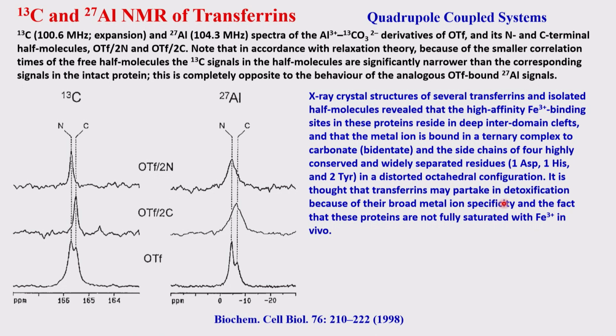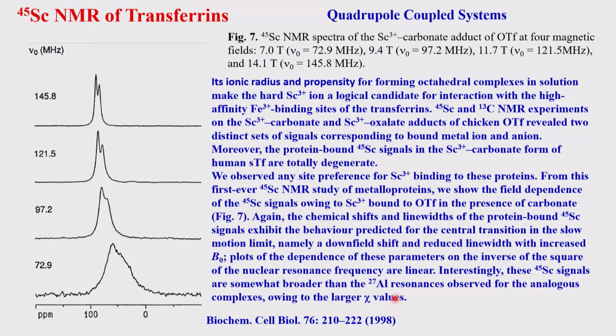So that means you can partly use these transferrins for detoxification because of their broad metal ion specificity, the fact that these proteins are not fully saturated with the metal binding. When iron binds, they are coordinatively not completely saturated because different regions of the protein still can bind to that. Not only that, the same transferrin you can bind to scandium, because scandium is hard and the oxygens are hard, so hard interactions are good. The carbonate can bind through oxygens, hard oxygens, etc.